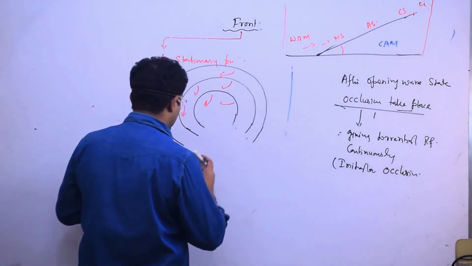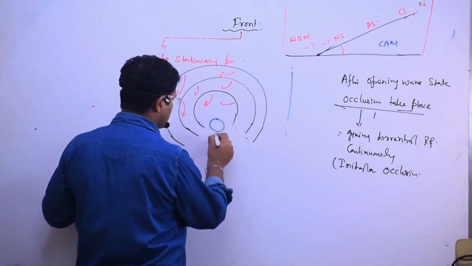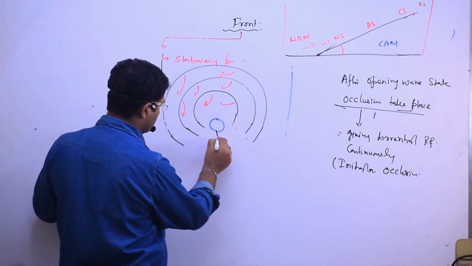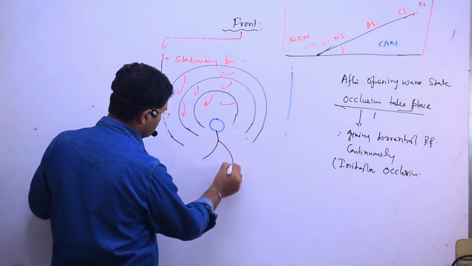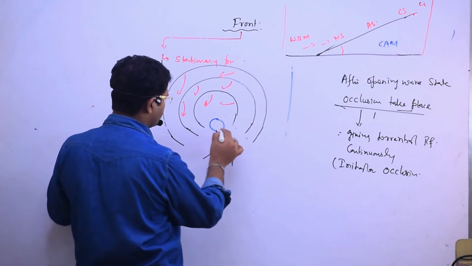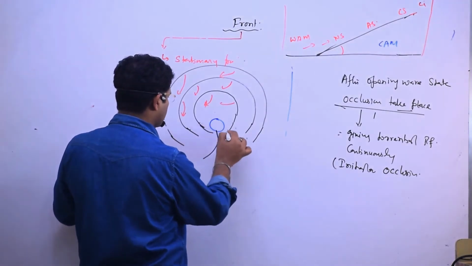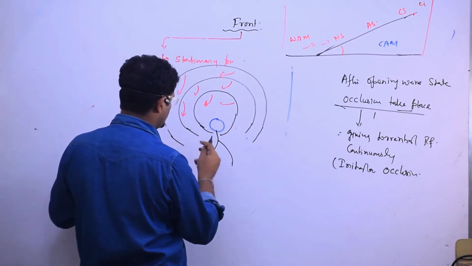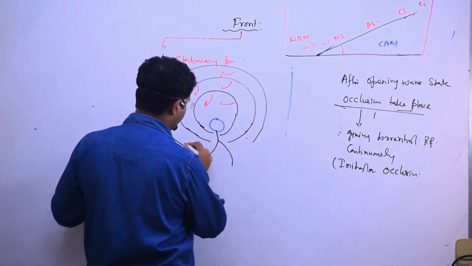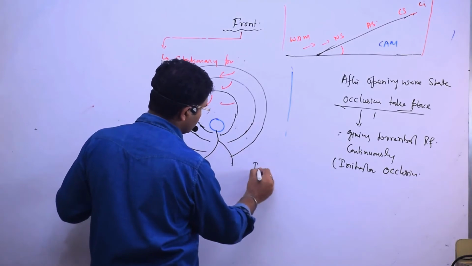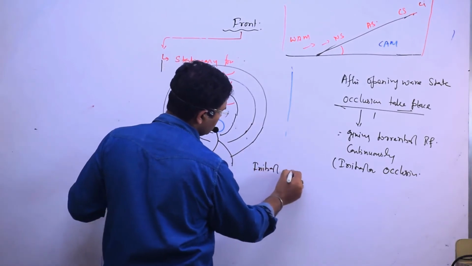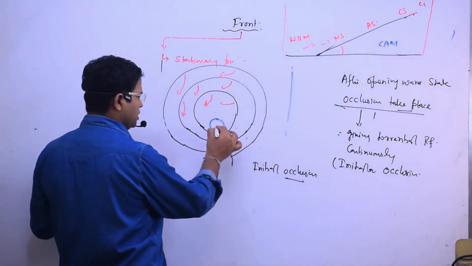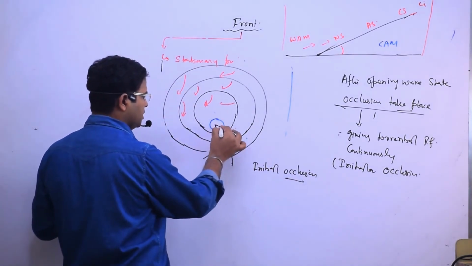And we can be able to see, like I said, that the first occlusion has taken place. And this is the answer. This is known as initial occlusion. Now the initial occlusion has been formed, so it is in a triangle.